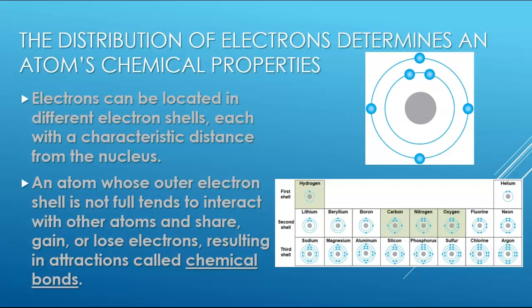When you have an atom whose outer energy level is not full, it has a tendency to interact with other atoms whose energy levels are also not full, and they can either share, gain, or lose electrons, forming attractions that we call chemical bonds. And so we're going to look at a couple of examples of types of chemical bonds that can be formed by various kinds of atoms.